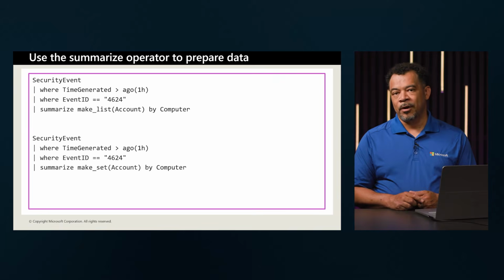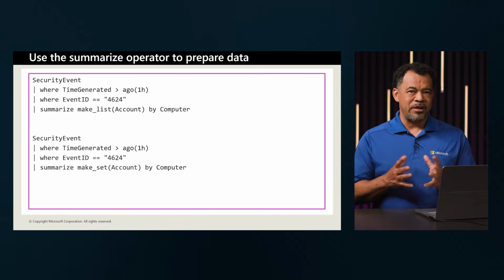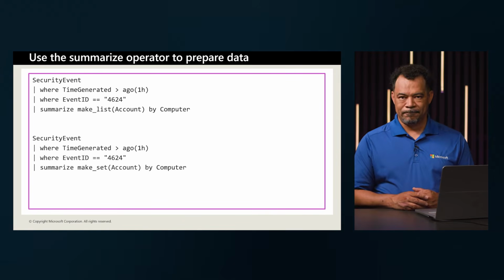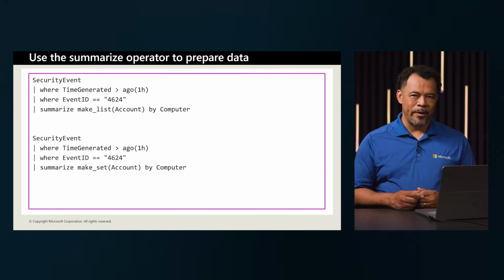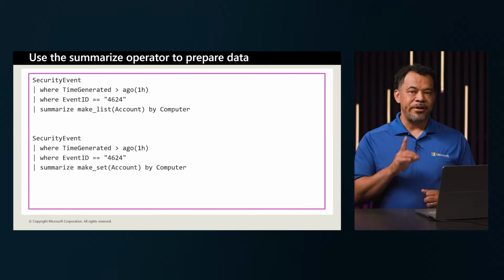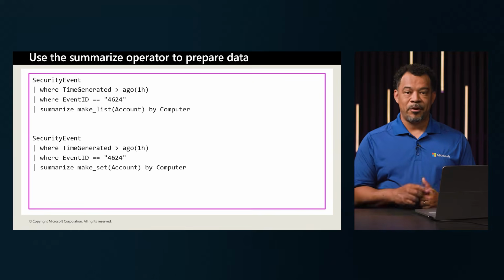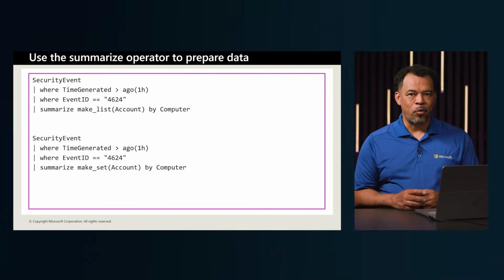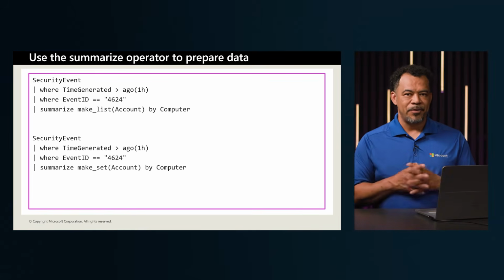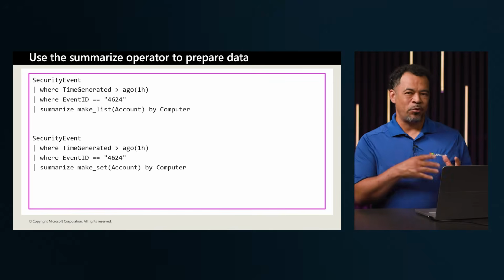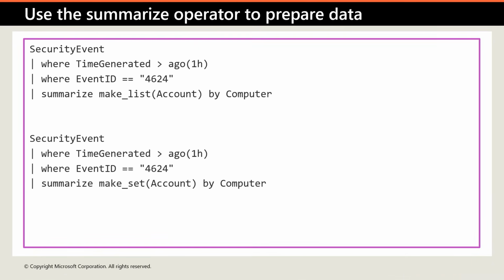Now here's the important part. It includes all duplicates. So if a user logged in multiple times, their name would appear multiple times in the list. Now in the second query, we use the make_set command, which returns only unique account names per computer. So this removes all the duplicates. Both queries group the results by computer, so you get one row per computer showing either a full list or a unique set of accounts that logged in.